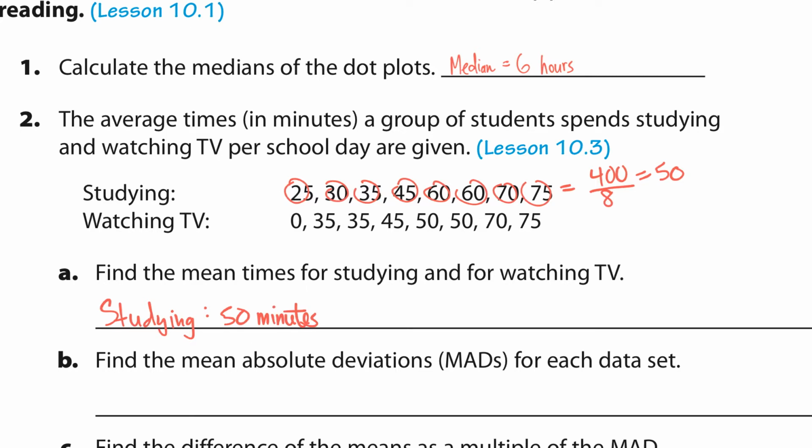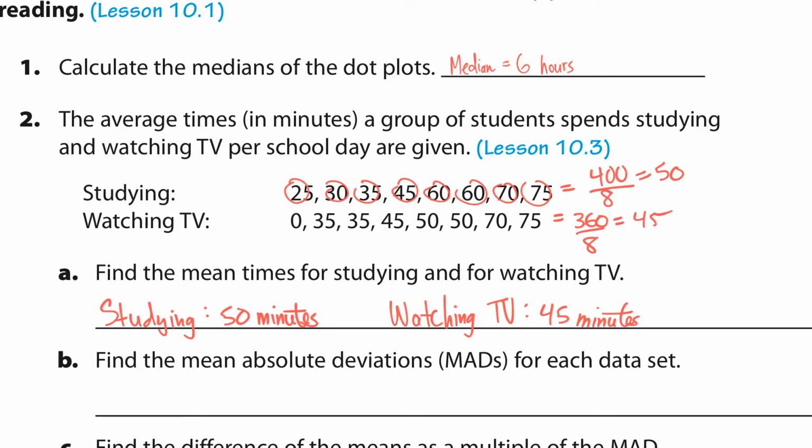And for watching TV, that average, there's still 8 numbers here, and we need that total. And the total is 360, and that is equal to 45. So that's 45 minutes.